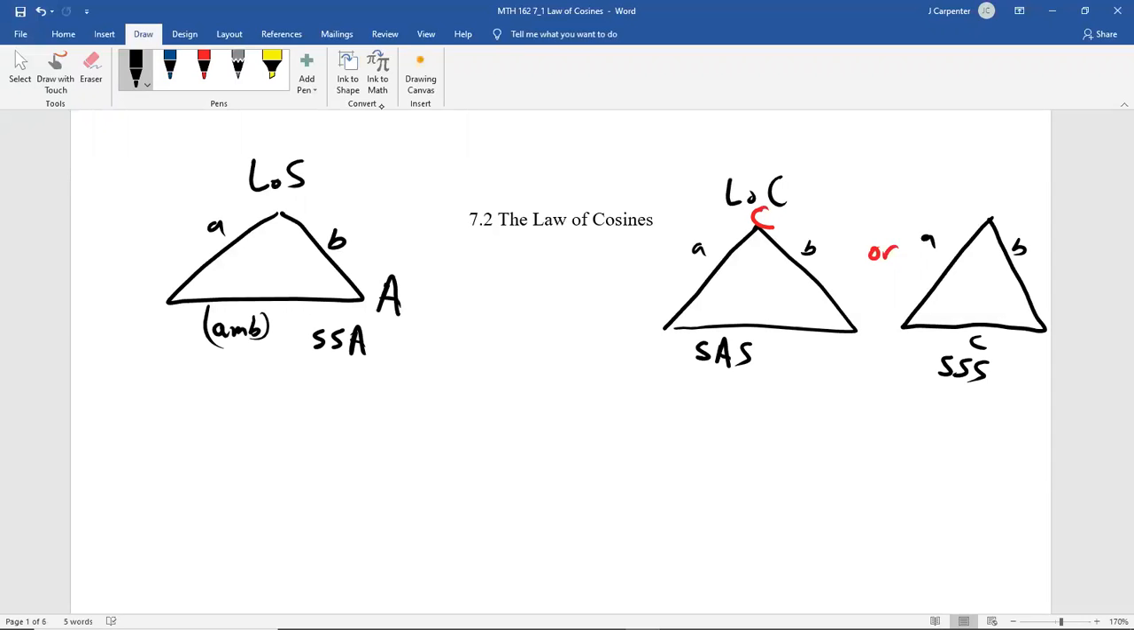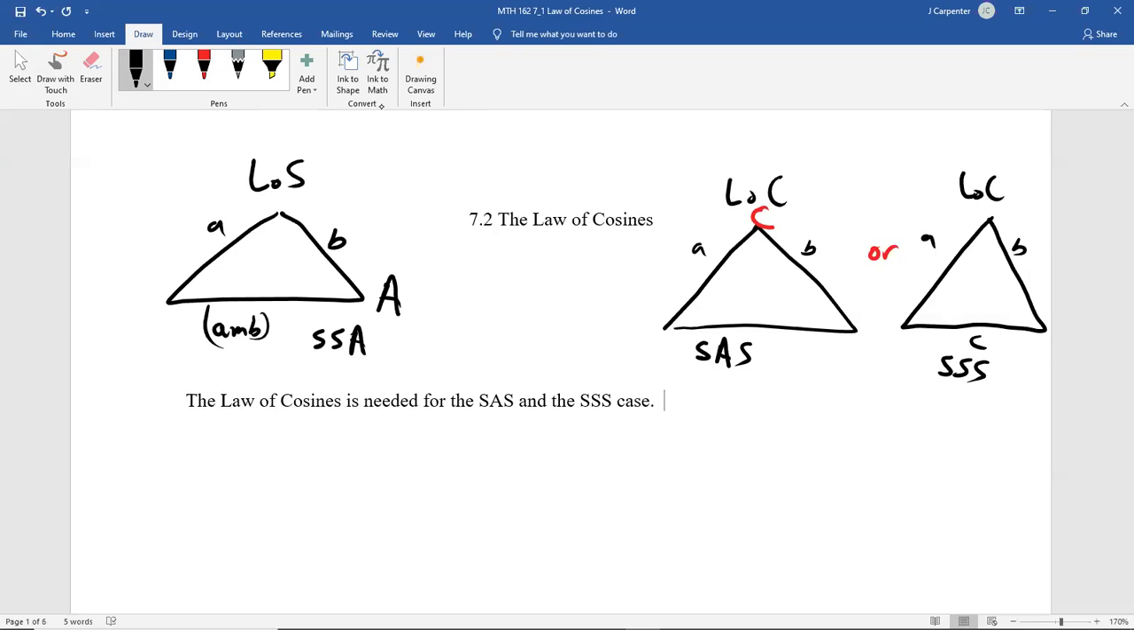So again, law of cosines is needed for the side angle side case, again, the corner of info that I like to call it, and the side side side case. You can't start out those cases with law of sines. You will need the law of sines ultimately, but you can't start the problem with the law of sines.